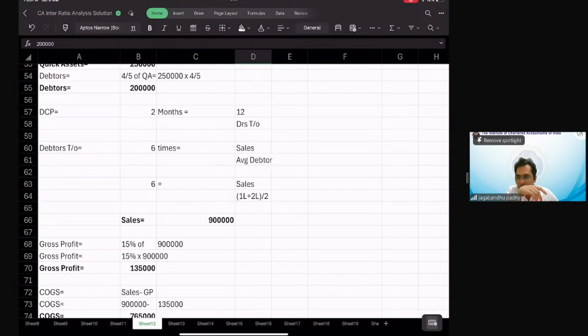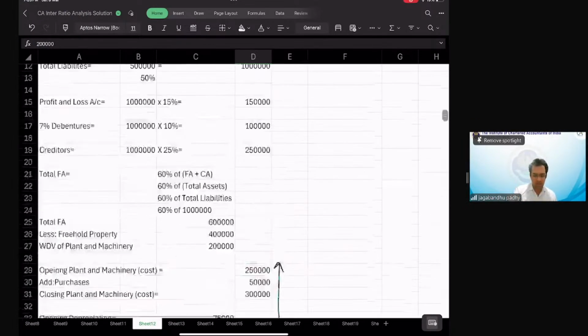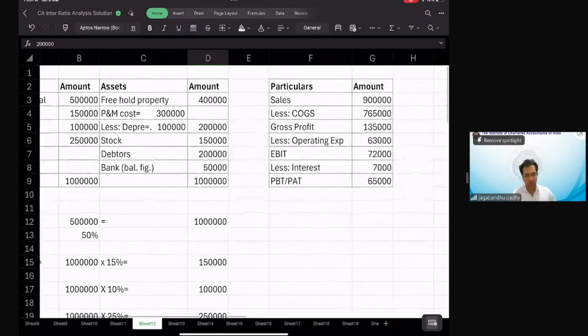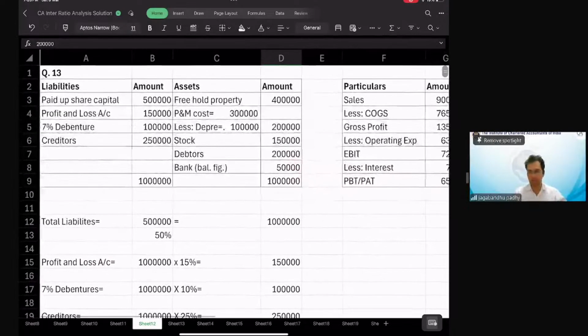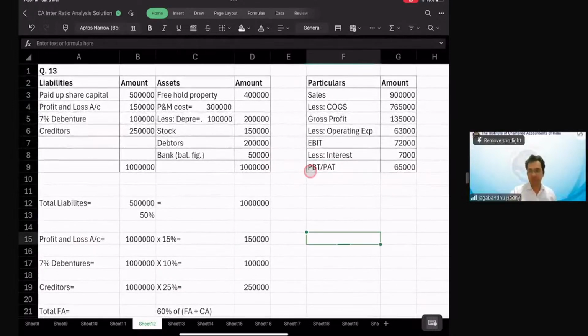What to do when interest on debentures? Interest on debentures will be over here, in your income statement. From EBIT, you're going to subtract the interest, right? That interest is going to be used for presentation.